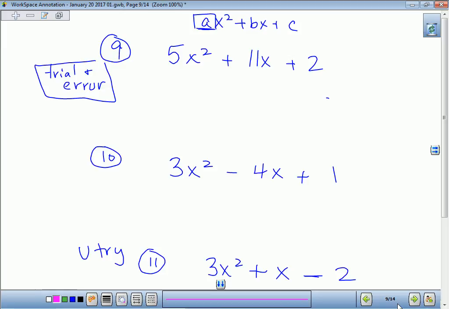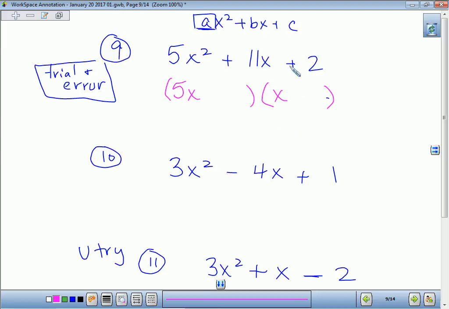Okay, so trial and error helps you to factor by understanding what factoring does. Factoring breaks it up into its products. What is the only way we can multiply and get 5? 5 and 1. So we put a 5x here and a 1x there, so that if we were to multiply this back, we get 5x squared.